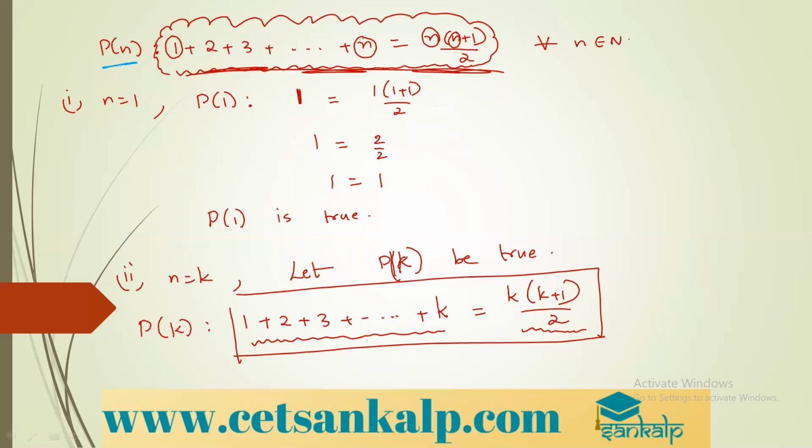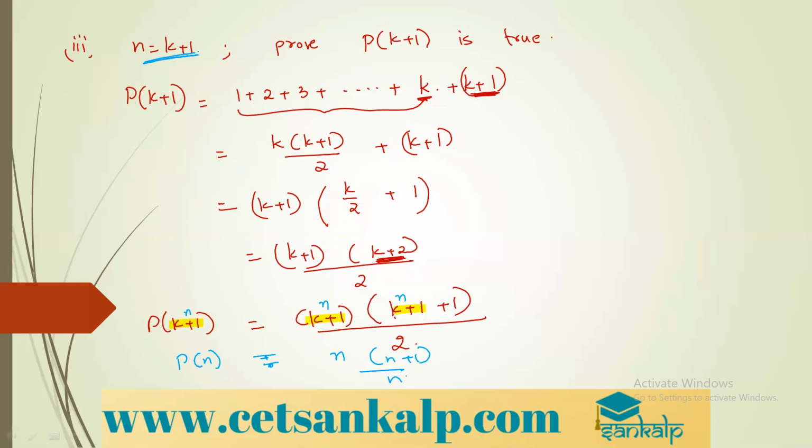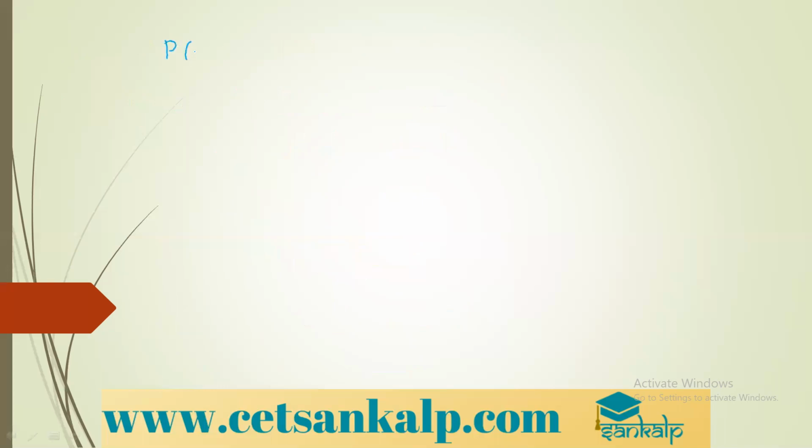See, what is the P of n statement? n into n plus 1 by 2. Instead of n, k plus 1. So P of k plus 1 is true. From this, I can say P of k plus 1 is true. So I can say by principle of mathematical induction, P of n is true for all n belonging to the set of natural numbers.